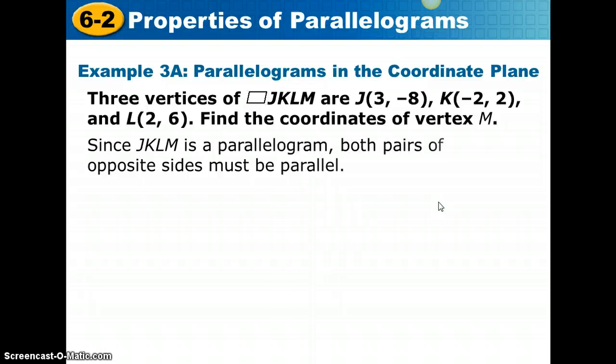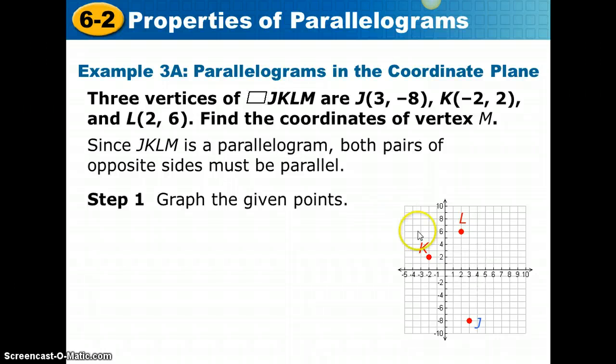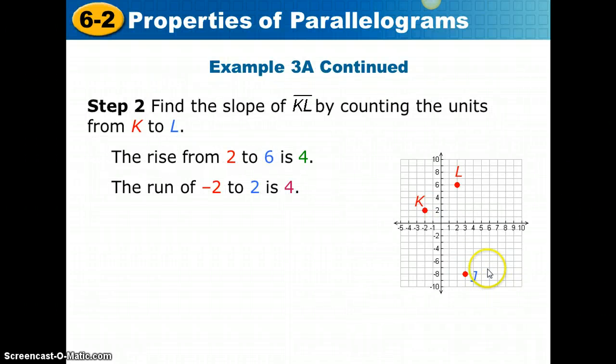The first step is always to plot the given points. Now, since JKLM is a parallelogram, remember both pairs of opposite sides must be parallel by definition. So I'm graphing the given points, J, K, L, and I have to find M. Now notice the order, J, K, L, M. That means M must be somewhere to the right and between J and L. So M is going to be somewhere over here. So the next step is to talk about the slope of one of the sides that I can clearly see, like KL.